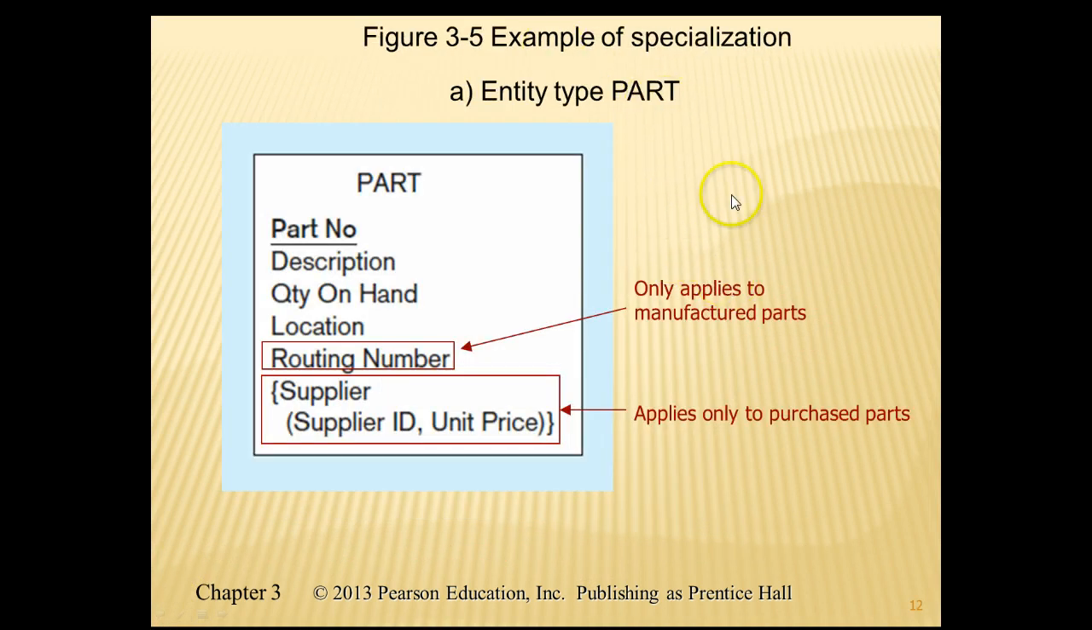And then there's also a specialization, which takes one entity and kind of breaks down the attributes that are contained in them. And now this entity is for a part, and there are two attributes in here that apply to different types of parts. The routing number only applies to manufactured parts, and this composite attribute applies to purchased parts. So let's take a look at how that breaks down.